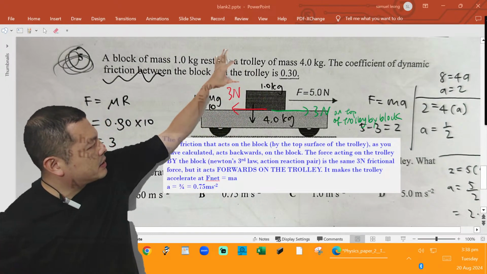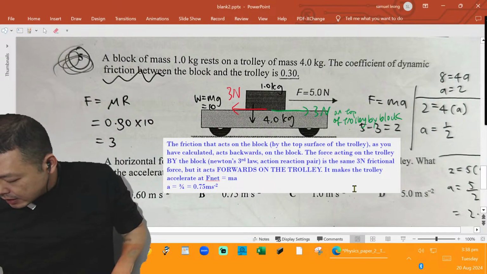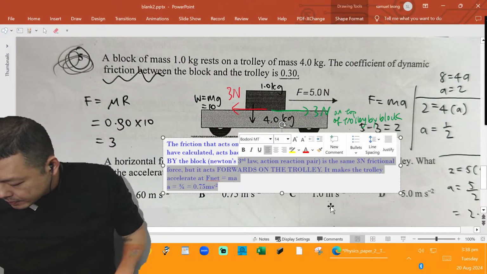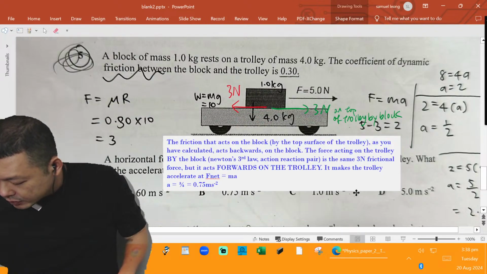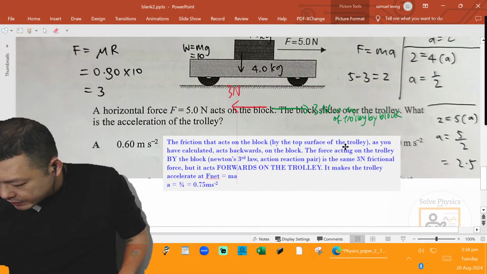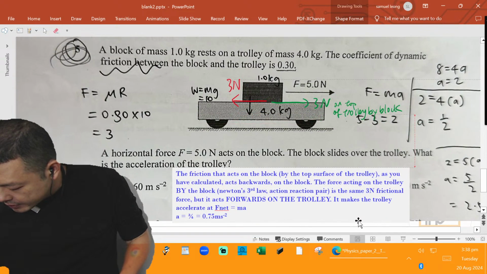But the question is asking for the acceleration of the trolley, right? Not of the block. They're asking for the acceleration of the trolley here.